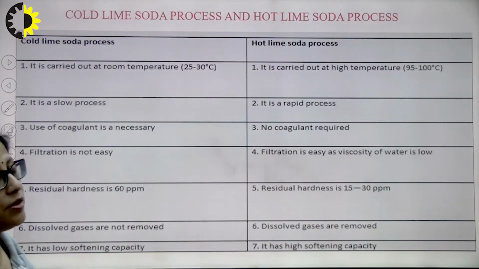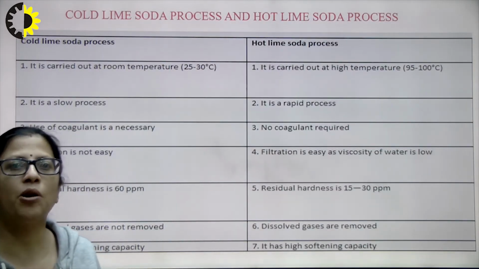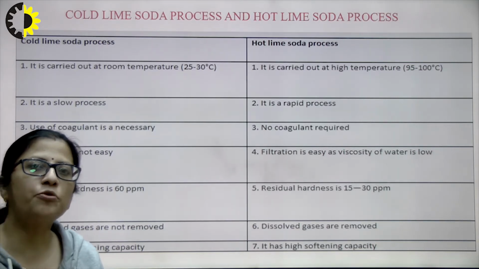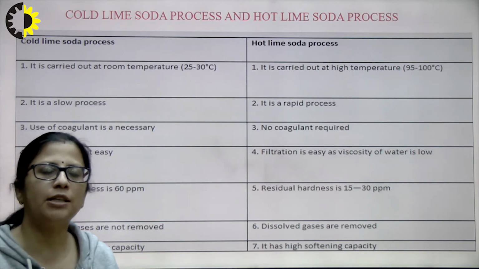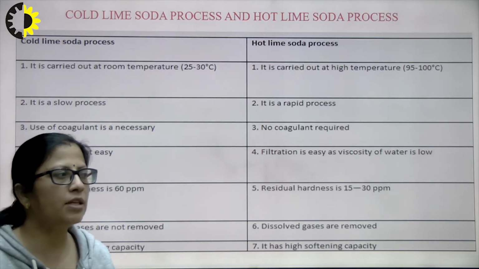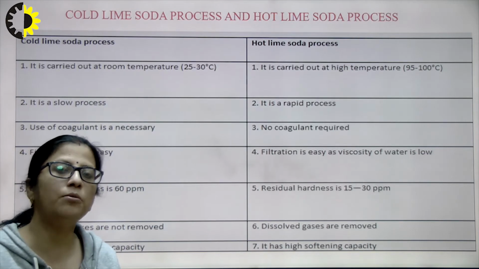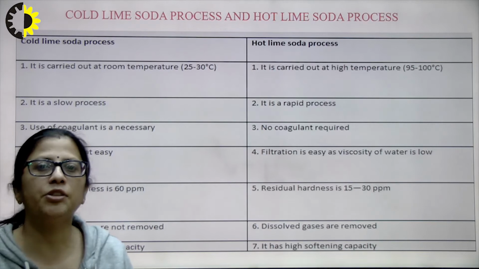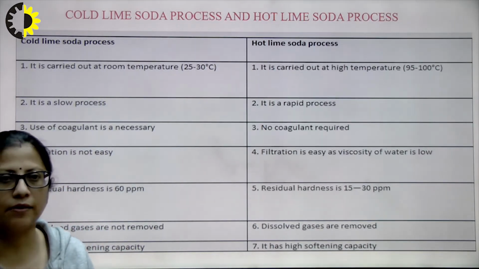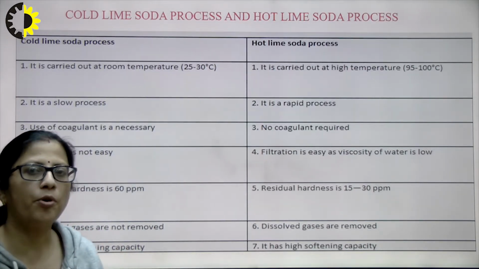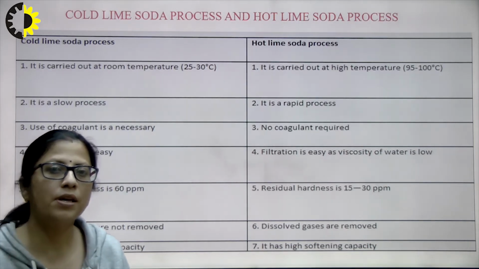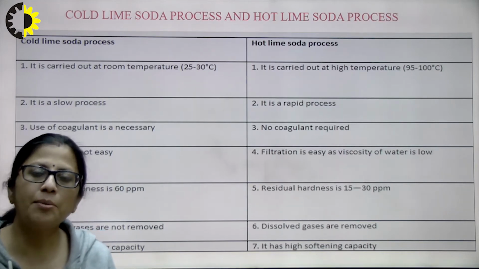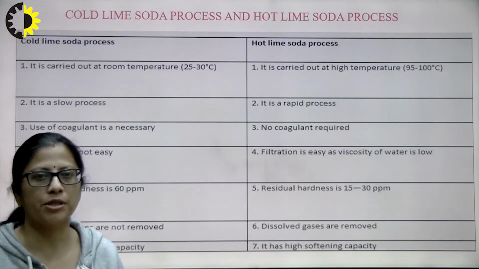Now, coming to the differences between cold lime soda and hot lime soda process. As the name suggests, one takes place at room temperature, that is around 25 to 30 degrees centigrade, while the hot lime soda process is carried out at high temperatures. The temperatures can range from 95 degrees centigrade to 110-120 degrees centigrade. The cold lime soda process, since the viscosity of water is high at the lower temperature, is a slow process. But the hot lime soda process is a rapid process.